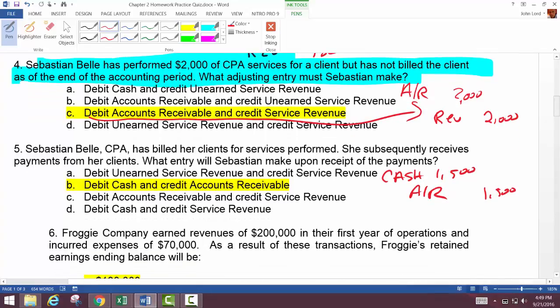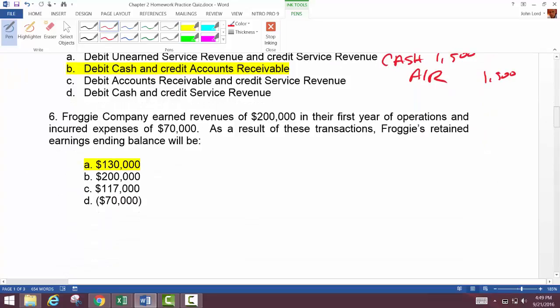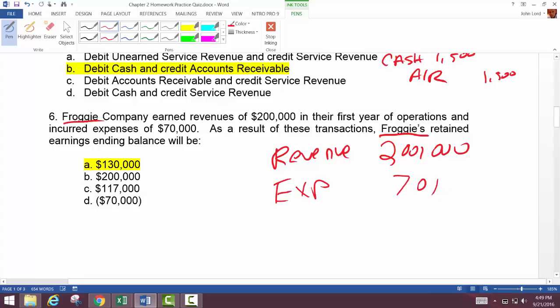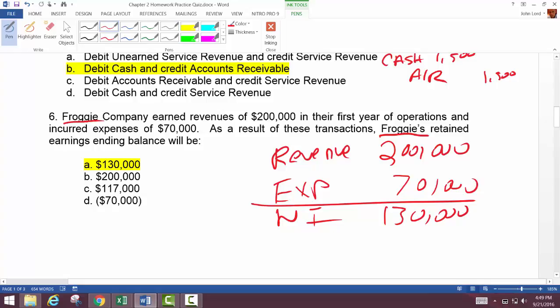Come over and let's take a look at this one. Froggie Company has their first year of operations with revenue and expenses. So what should happen to the retained earnings? You can usually tell if I made up the problem if the name is Froggie or Buster's, and the question is real easy. So if I have my revenue, how much? 200,000. I have my expenses, how much? 70,000. My net income is 130,000. I don't know if I can give you an easy question like that on the midterm.